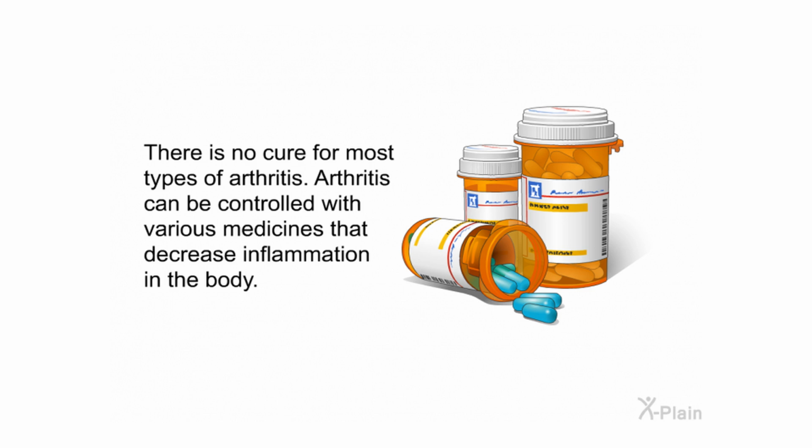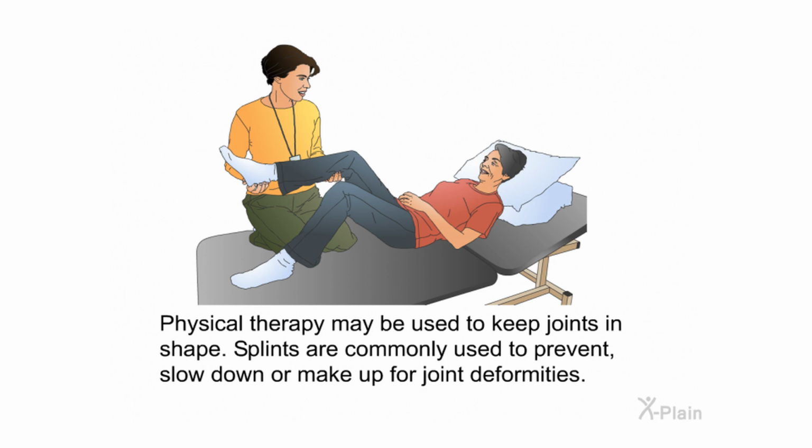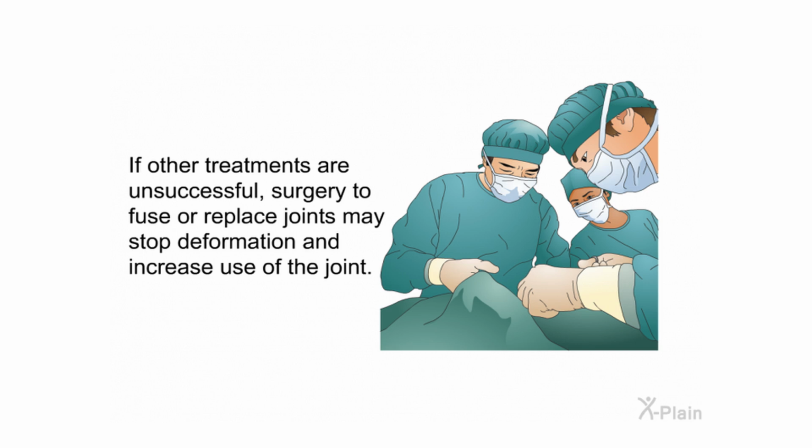There is no cure for most types of arthritis. Arthritis can be controlled with various medicines that decrease inflammation in the body. Physical therapy may be used to keep joints in shape. Splints are commonly used to prevent, slow down, or make up for joint deformities. If other treatments are unsuccessful, surgery to fuse or replace joints may stop deformation and increase use of the joint.